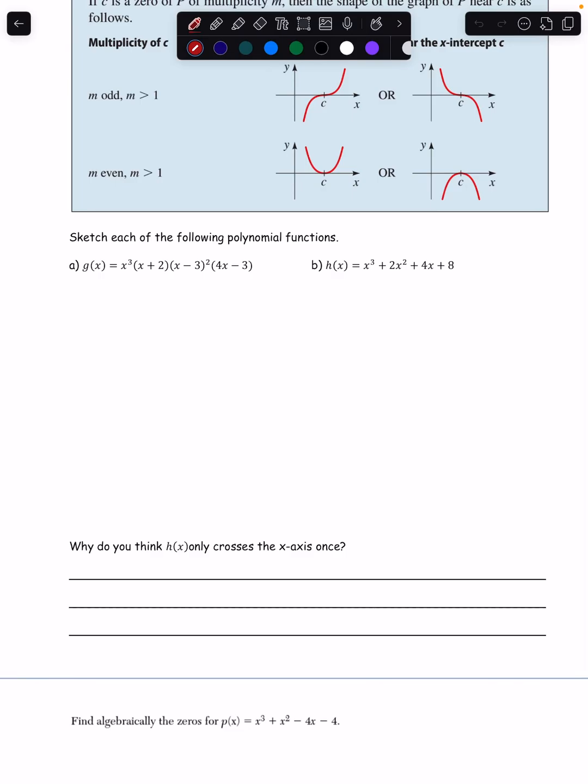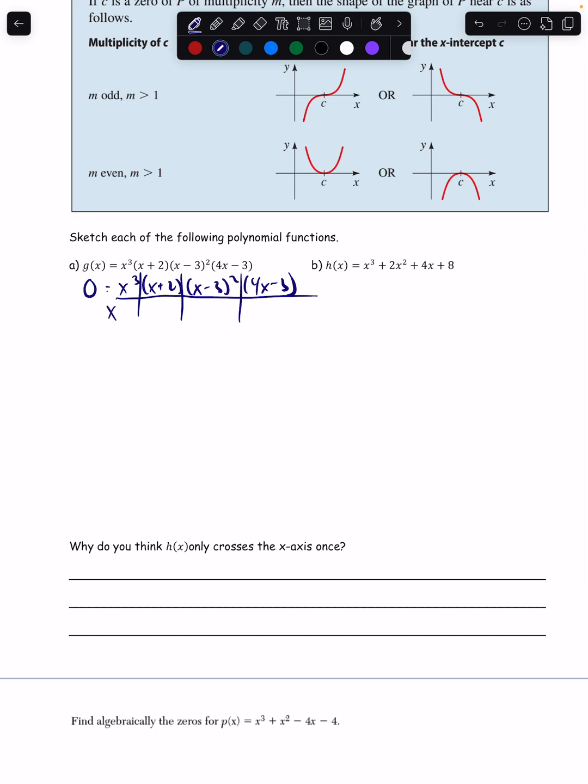So we want to sketch A. So whenever we're sketching, we've got to think of, let's find all those intercepts. So let's first start with the x-intercepts. Why not? So we're going to set this equal to 0. And now we're just going to solve. So we got x to the 3rd, x plus 2, x minus 3 squared, and 4x minus 3. So let's look at what all of our zeros are going to be. It's a big T-chart.